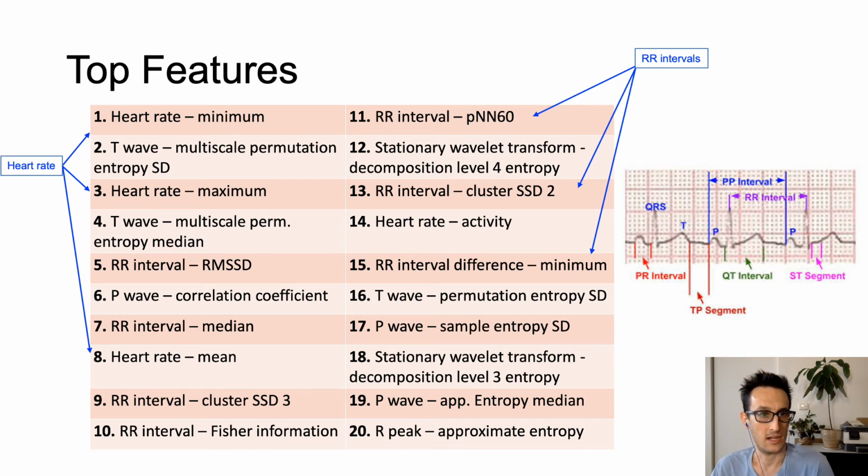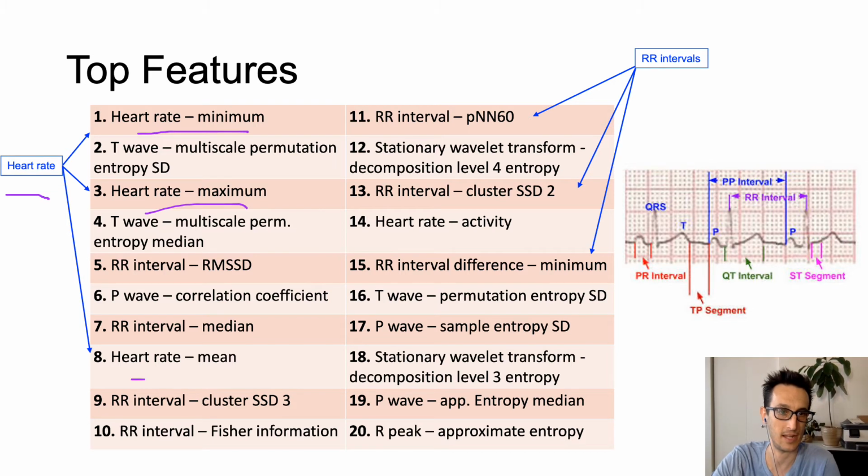Here are the top 20 features that were identified by the random forest model, and we can see that they pick up information about heart rate. So in particular, the top feature was the minimum heart rate. We also had the maximum heart rate and the average heart rate in the top 10 features.